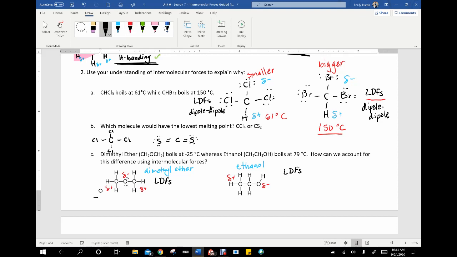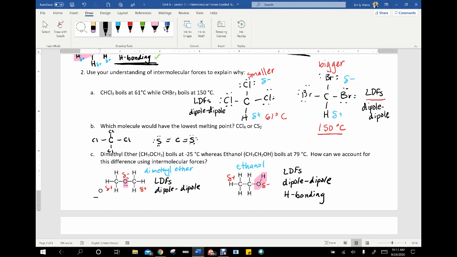And keep in mind that in dimethyl ether, that oxygen has lone pairs which kind of bends the molecule into a V. So they both have London dispersion forces, and they're both going to have dipole-dipole forces. Now let's look at hydrogen bonding. You'll notice that both molecules have oxygen and have hydrogen. However, only ethanol has hydrogen directly bonded to the oxygen. So ethanol is the only one of these molecules that has hydrogen bonding.